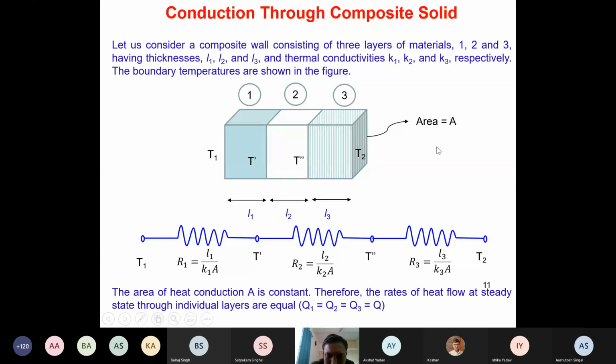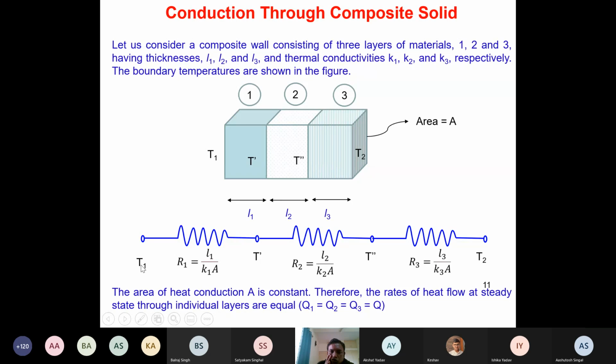Now here, if you look at the resistances to heat transfer, these resistances are in series. This is again shown in a network diagram as shown here at the bottom.